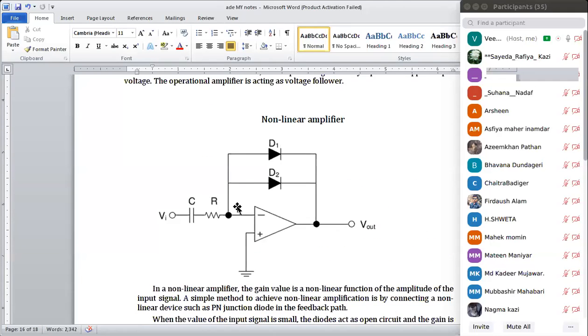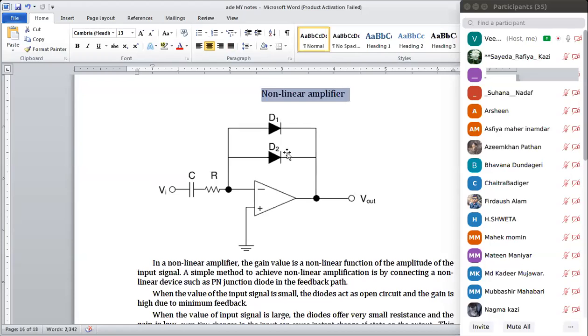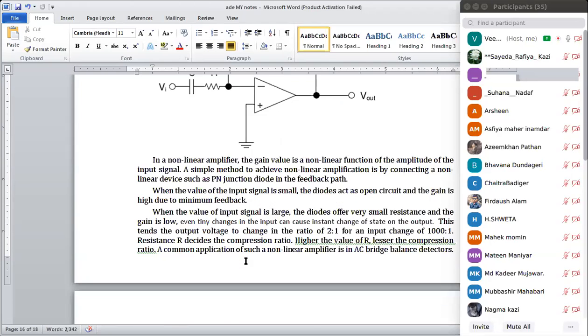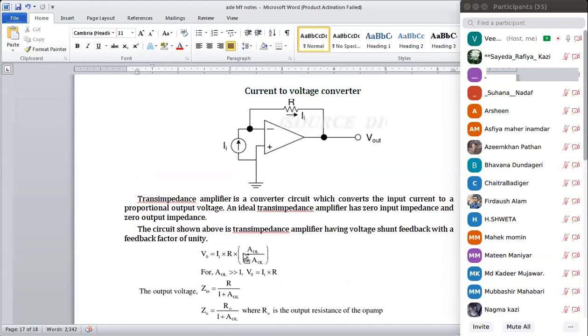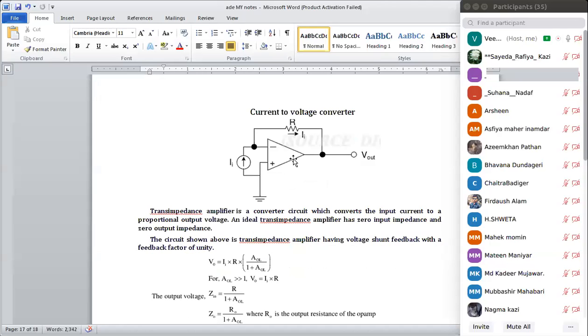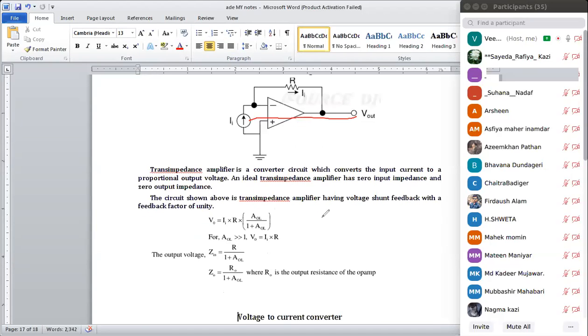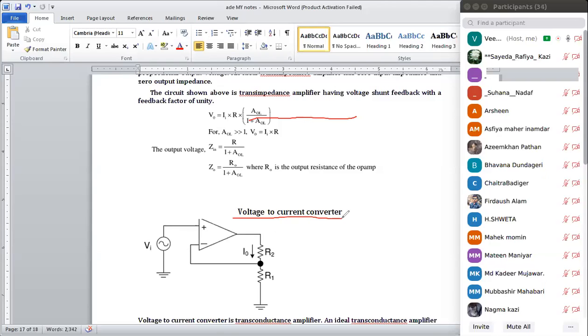Right, so this is about a nonlinear amplifier. Then, by using this, we'll move on to our next topic here. By using this operational amplifier, there are two other circuits we can use for these applications, and those applications are current to voltage converter and voltage to current converter.